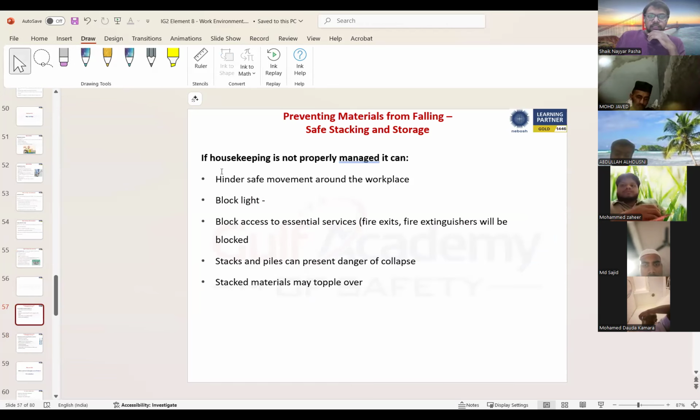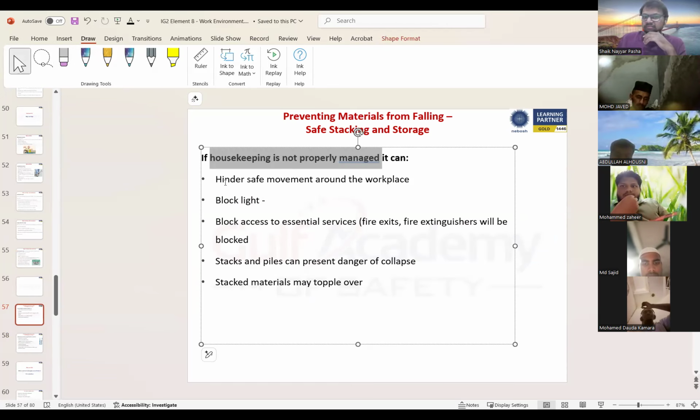Next. See, poor housekeeping can disturb traffic movement. It can block light.